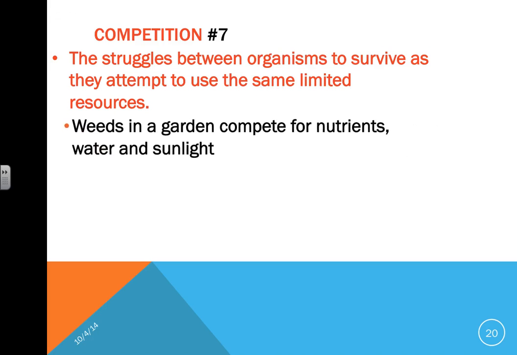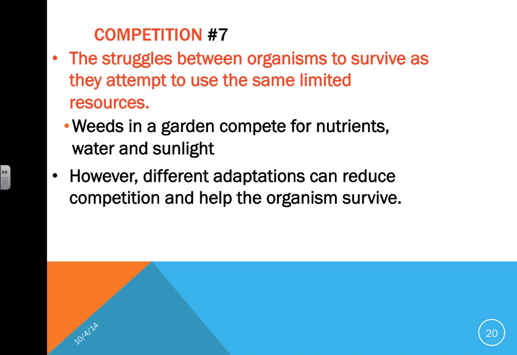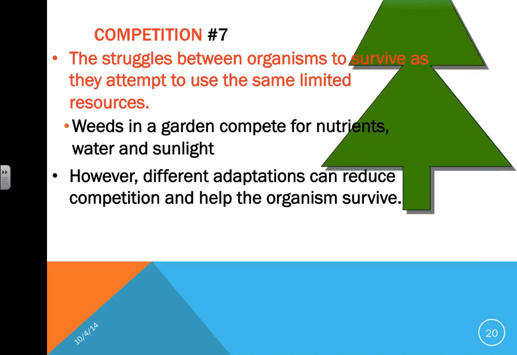Weeds in a garden compete for nutrients, water, and sunlight. So there's an example of competition. They compete with the garden plants. However, different adaptations can reduce competition and help the organism survive. So if you look at different adaptations that an organism might have, it can reduce competition. If it reduces competition, then it increases its chances for survival.